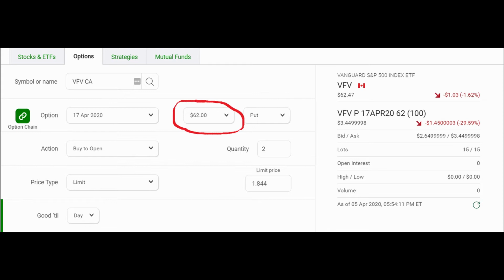You can see here if the stock falls below the strike price, you are making money because you are able to sell the stock at that higher price.